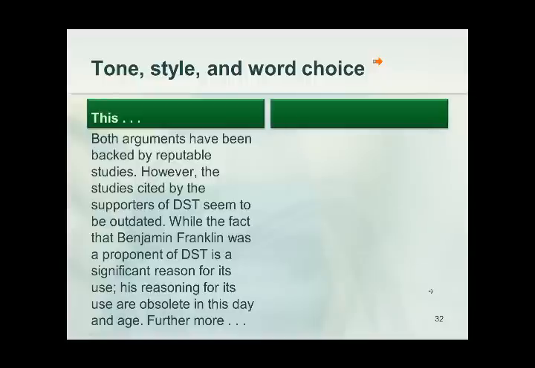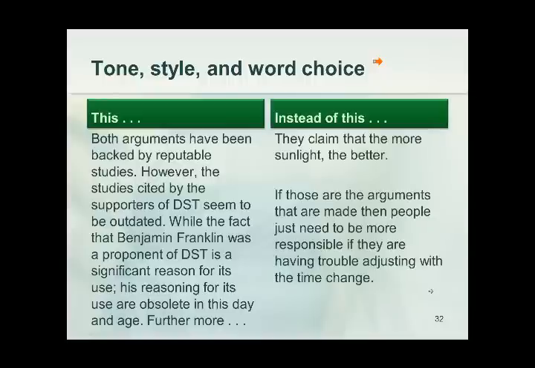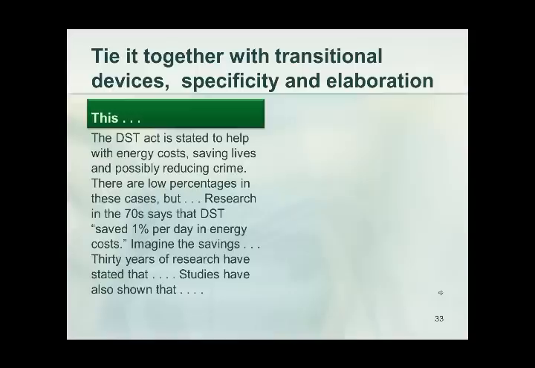We should have that higher order vocabulary as we're moving through, instead of what you see on the right-hand side where they claim that the more sunlight the better. There's an interesting tone to that as well as the word choice itself. But if you look at the next one, if those are the arguments that are made, then people just need to be more responsible. I mean, we're back again to that personal opinion.